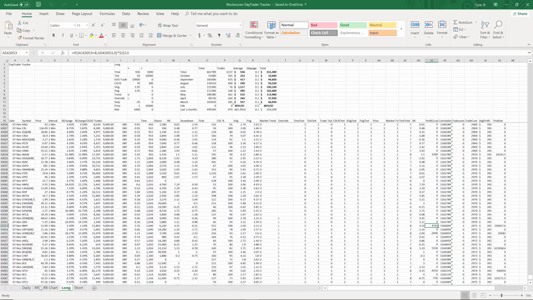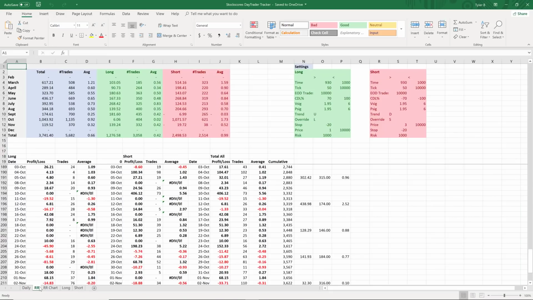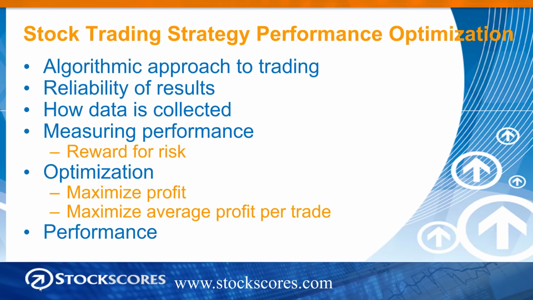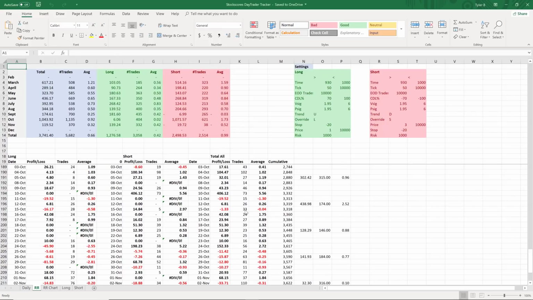And this is where we can start to play with the strategy rules to optimize the performance. We can do it in 2 different ways. We can optimize based on maximum profit, or we can optimize based on the maximum average profit per trade. What you choose to do is largely dependent upon how many trades you want or can make. If you can only make 5 trades a day because of limited capital, or because you're not fast in entering your orders, then you're going to want to optimize the average profit per trade.